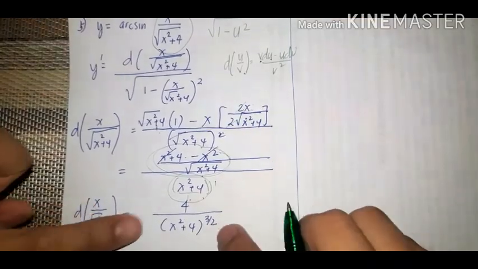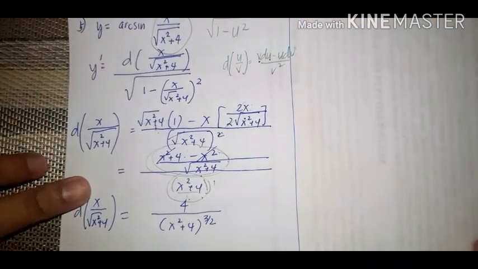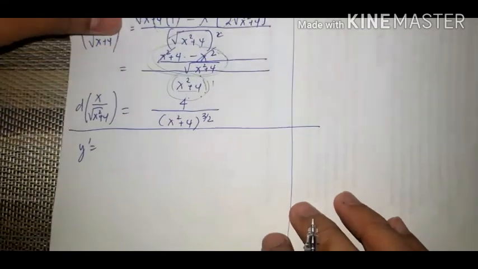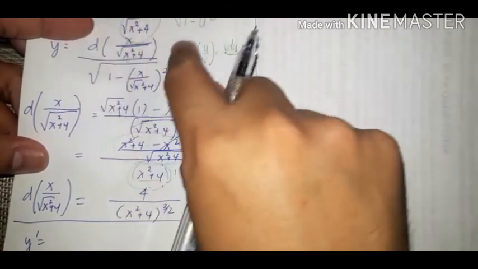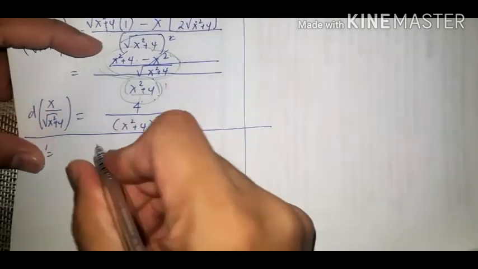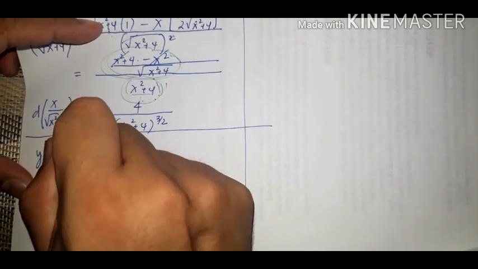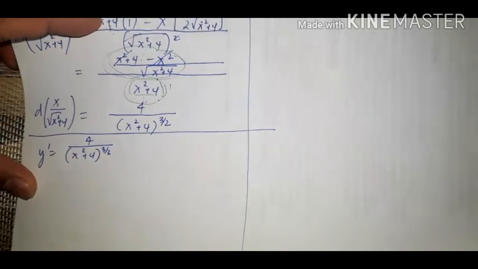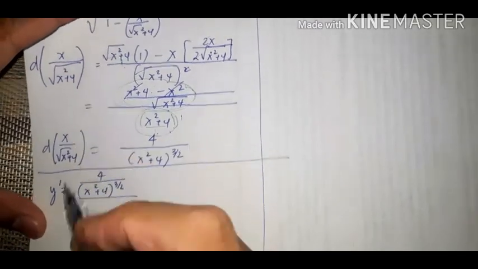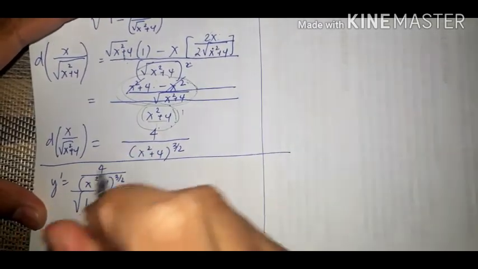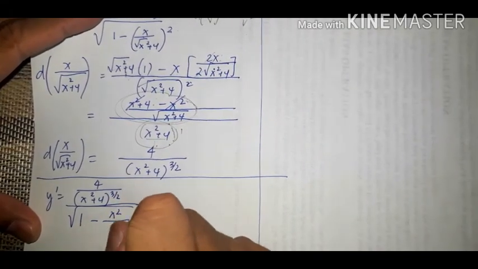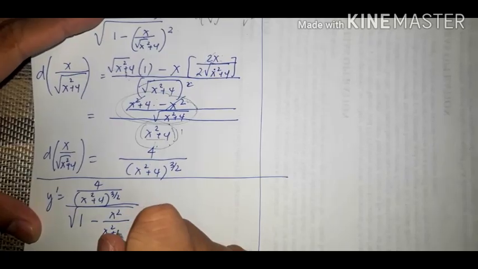So, substituting this there, so your y prime now here is equal to that derivative of x over square root of x squared plus 4 is this one. So, meron ako dyang 4 over x squared plus 4 raised to 3 halves. That's your numerator. All over the square root of 1 minus x squared. So, you have to square both over x squared plus 4.